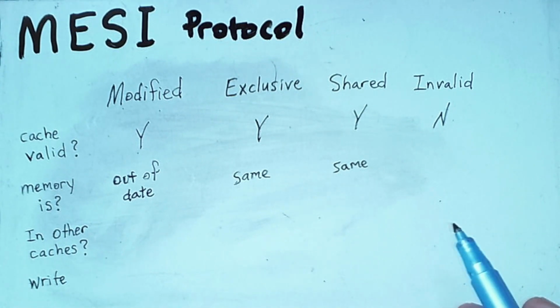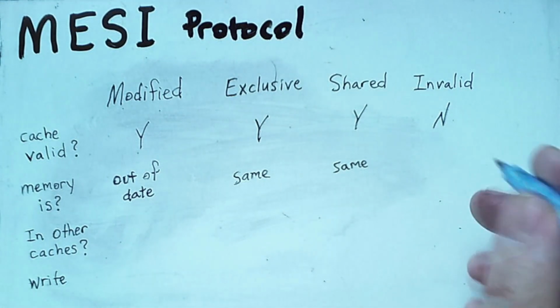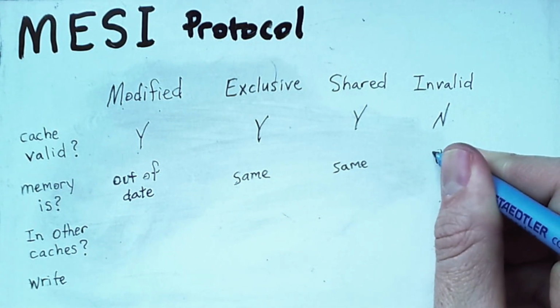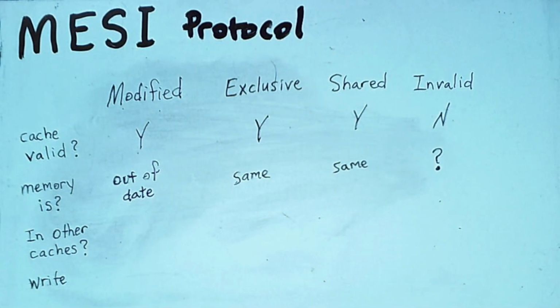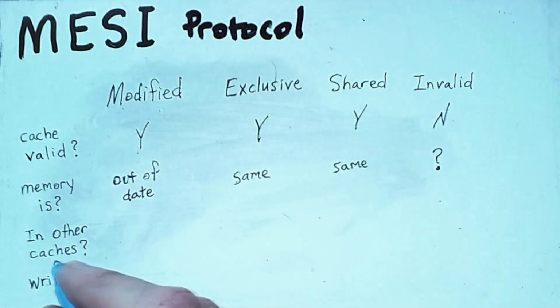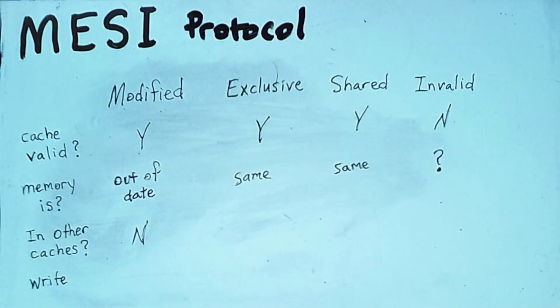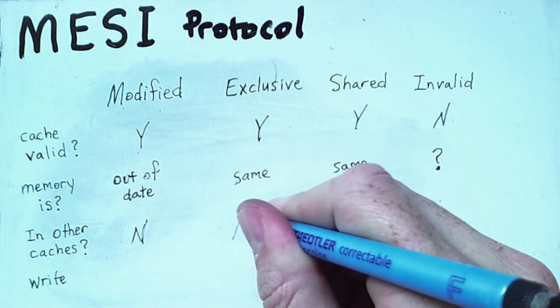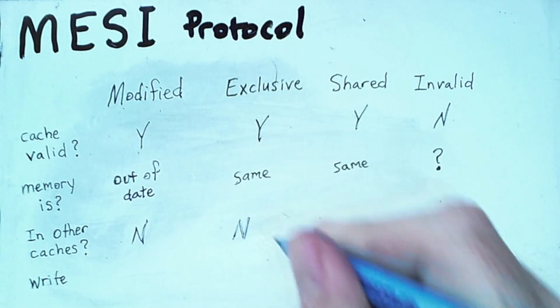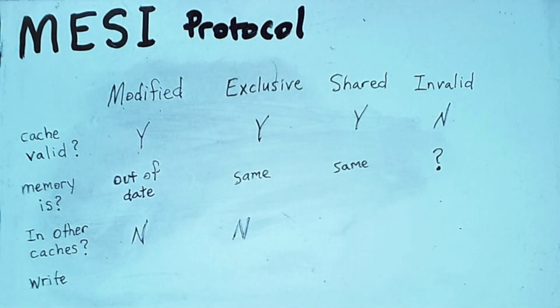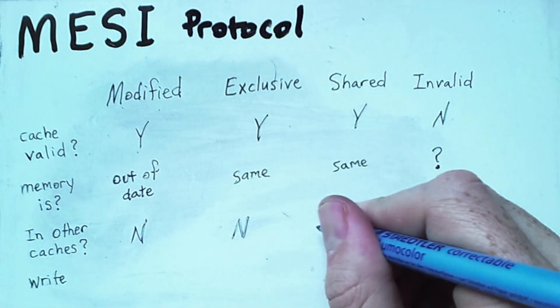Now, in the case that the data in some cache is invalid, we don't really know what the correspondence to memory is, but it doesn't matter because we wouldn't use the cache data for anything anyway. If one cache has data in a modified state, that means it cannot be in any other caches, so that's a no. Same thing with being exclusive. If one cache has the data in an exclusive state, then it is the only cache that has that data. No other cache does.